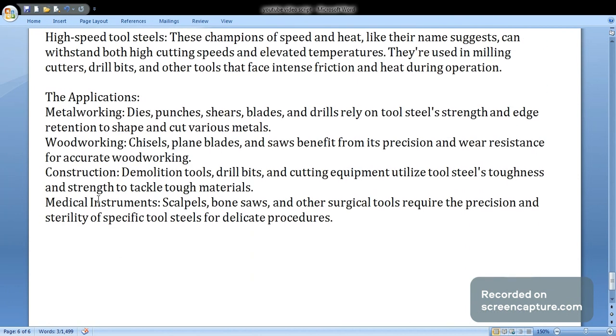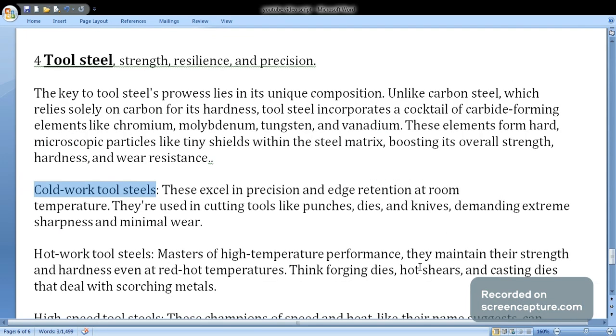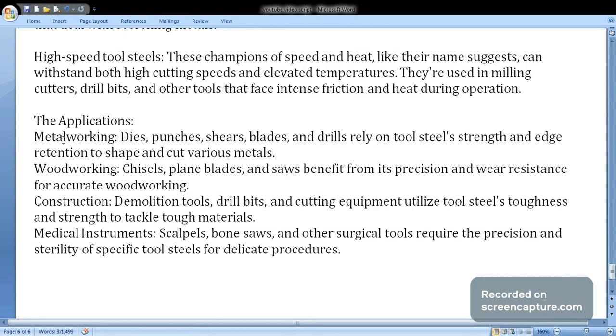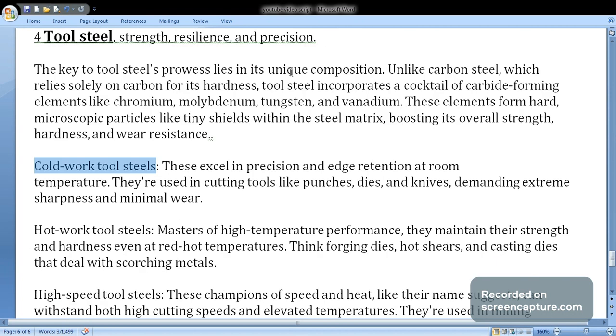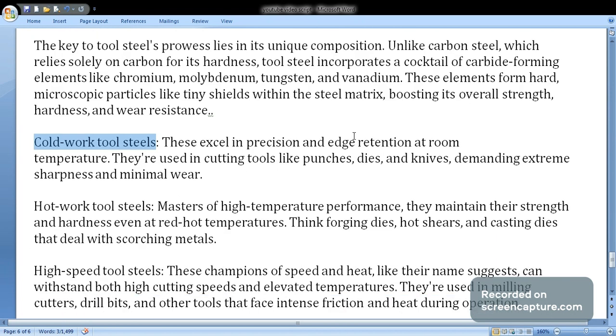Basically, the applications of tool steel are in metalworking, dies, punches, shear blades, and drilling, construction, heavy machinery tools, and equipment such as surgical tools and precision tools. Basically, the main function of tool steel is to form tools such as punches and dies, where high forces are applied on the machineries, in forging dies or shear casting dies.